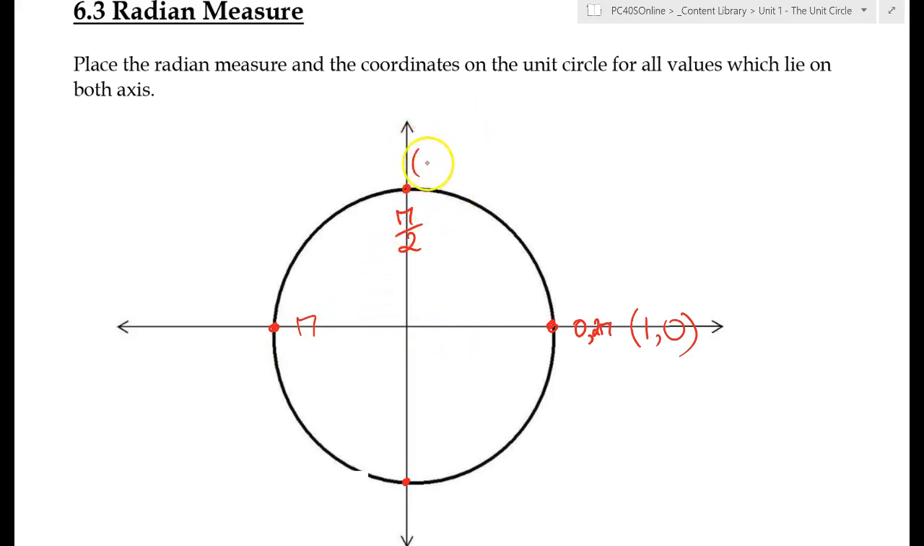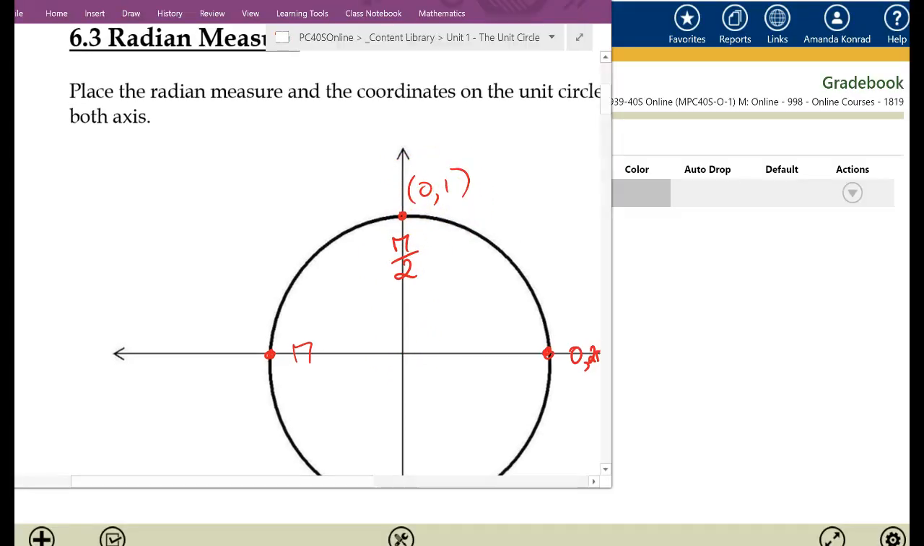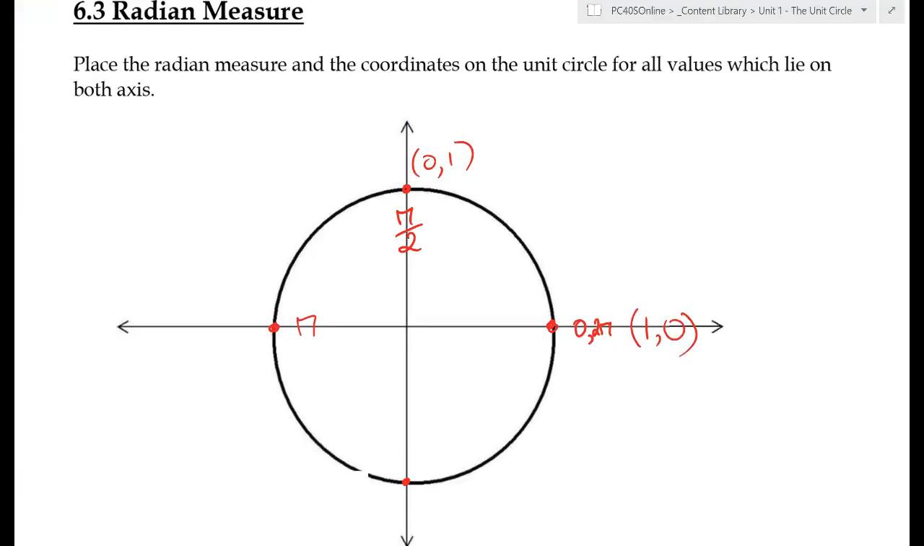So here again, our coordinates, x is 0 because we haven't moved left or right, but y is 1. My coordinates for pi are going to be -1 because I'm left of my y-axis, and 0. And finally, we've gone pi plus another half a pi, so it's going to be 3 pi over 2. And that gets us to 0 and -1 because we're below the x-axis. So those are our first, and I'll just move these here now.